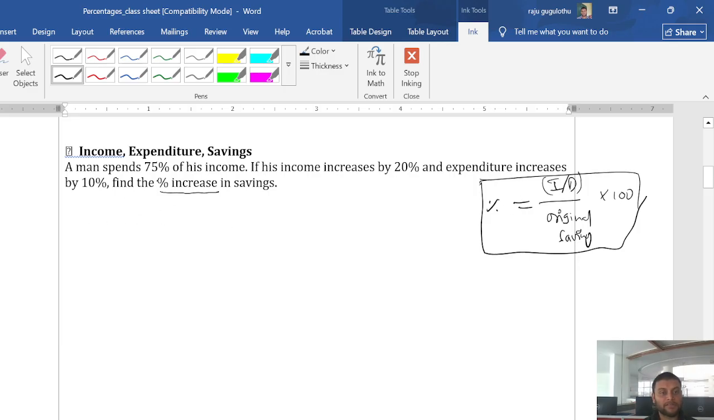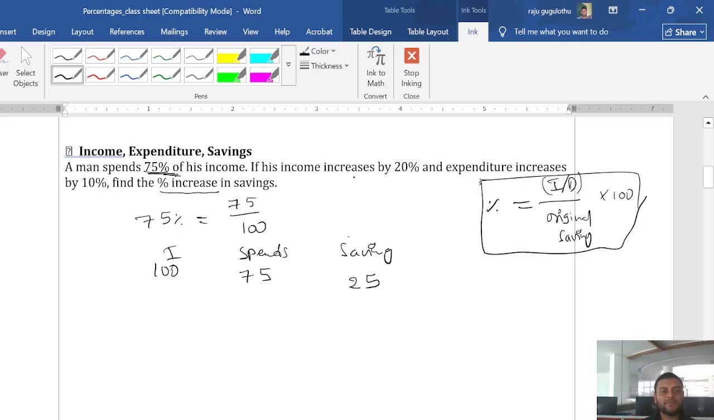The question says a man spends 75% of his income. 75 percentage of income means it is 75 by 100, which means let us say his income is 100. He is spending 75 rupees. If income is 1000, he is spending 750. If income is 10,000, he is spending 7,500. In such case, savings will be, from 100, he is spending 75 rupees. So saving over here is 25 rupees.